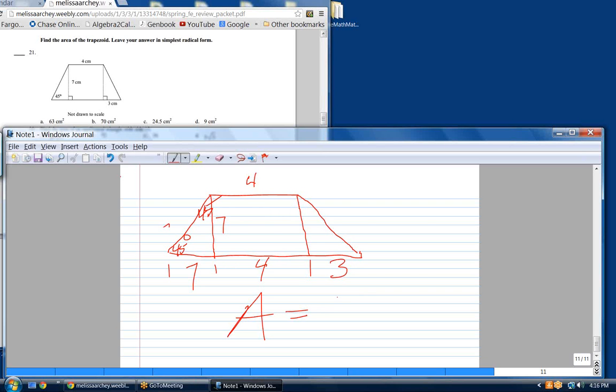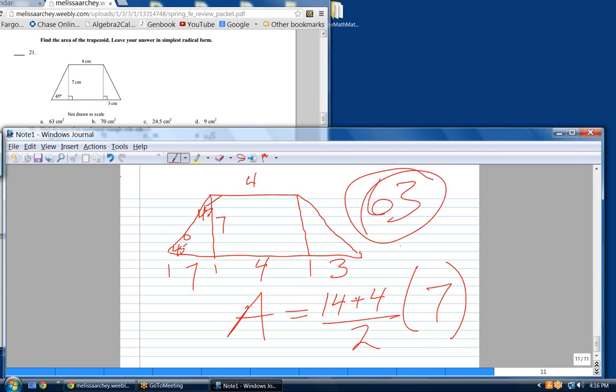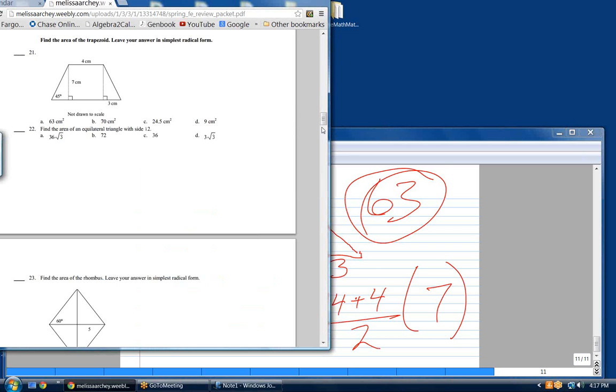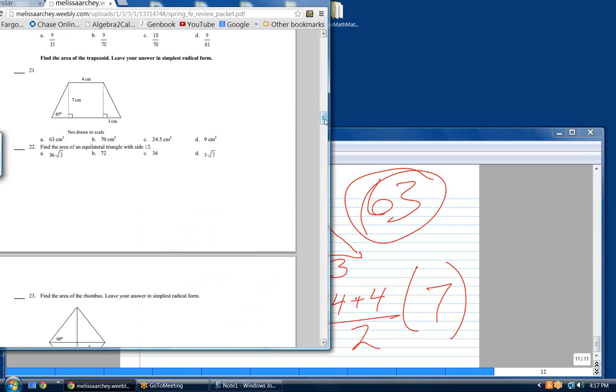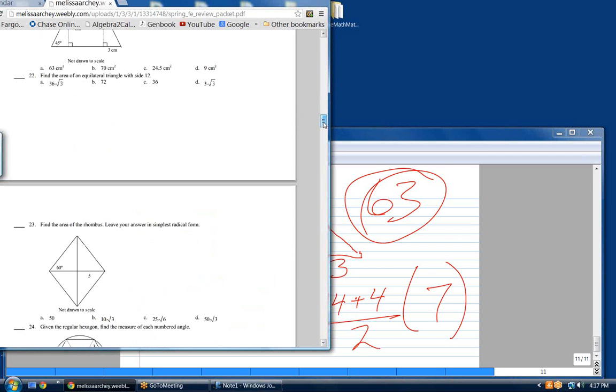So base 1, 14 plus 4 divided by 2 times 7. So that's 9 times 7, or 63.